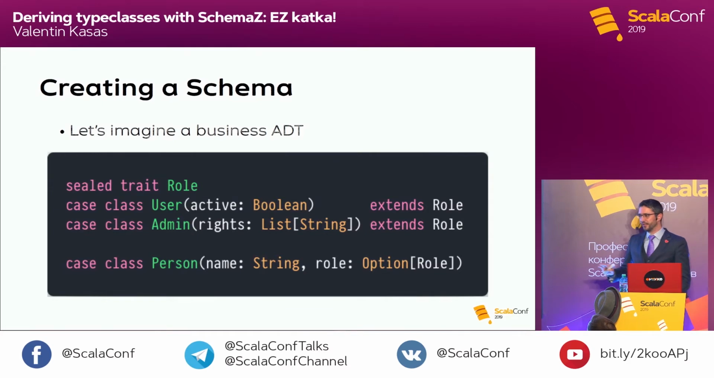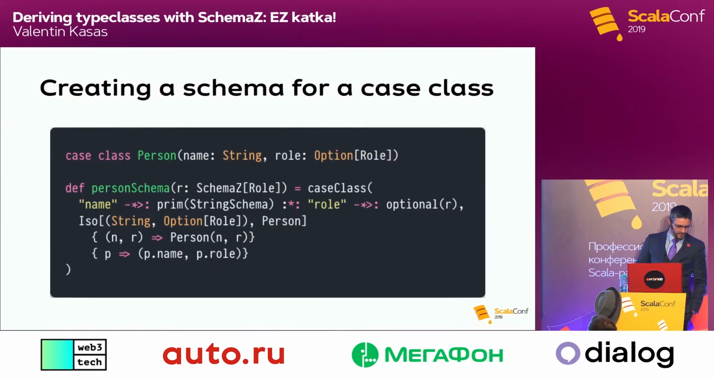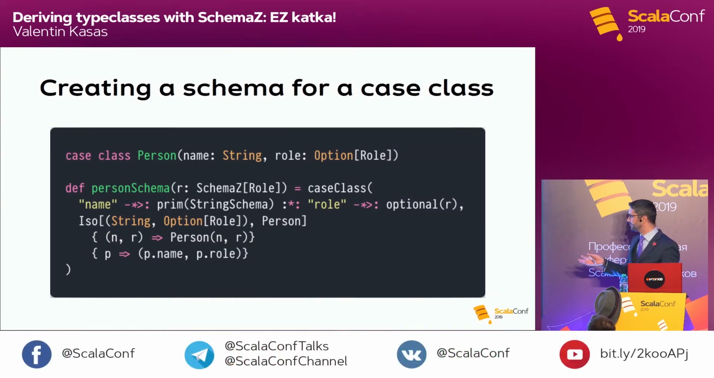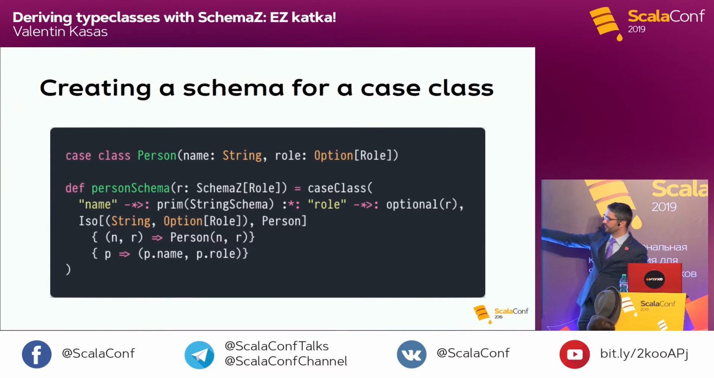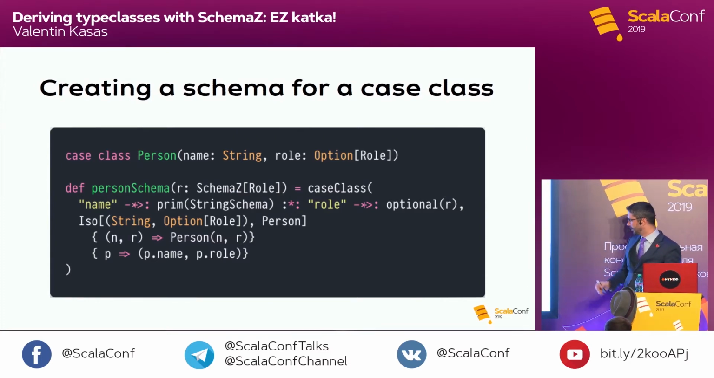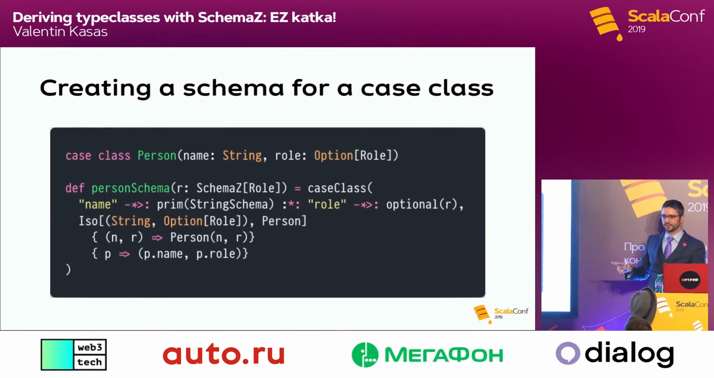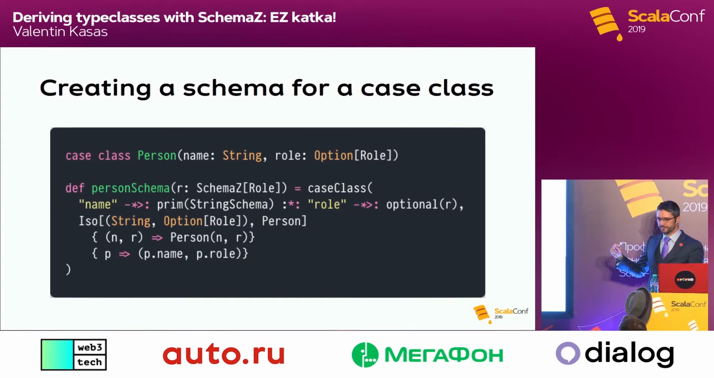So now imagine I have a very simple domain model with a sealed trait and 2 implementations, and a case class person that uses values of that sealed trait. So, for example, if I want to define the schema for the case class person, all I have to do is, provided that someone already has built the schema for role, say, okay, my case class, this first combinator, has 2 fields, name and role.